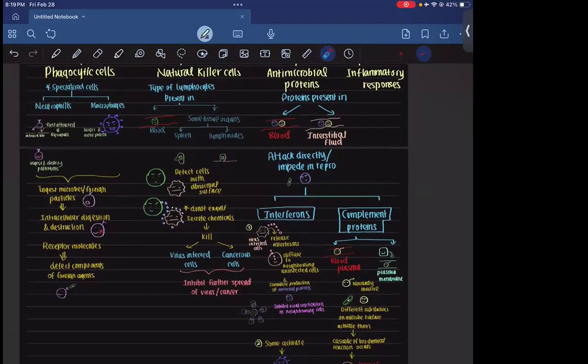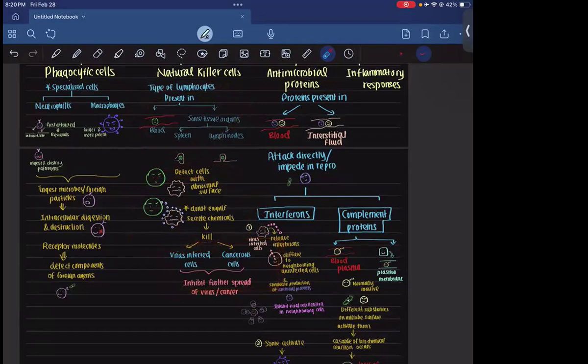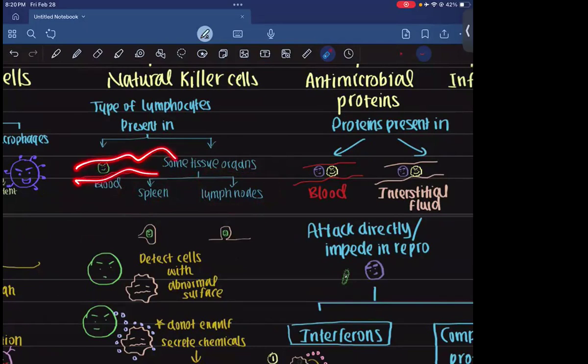So again, who are natural killer cells? Natural killer cells are a type of lymphocytes. So please repeat with me, okay? Memorize it here itself. It's easy to understand. Just understand where they are present, what they will be doing, and ultimately who they are going to destroy. They are a type of lymphocytes. They are present in blood and in some tissue organs, meaning organs of the lymphatic system. The examples are the spleen and lymph nodes. So these natural killer cells roam in the blood and can be present in the spleen and in the lymph nodes.